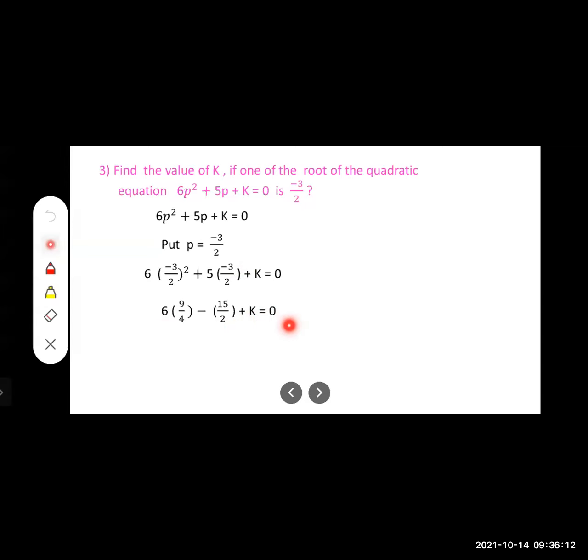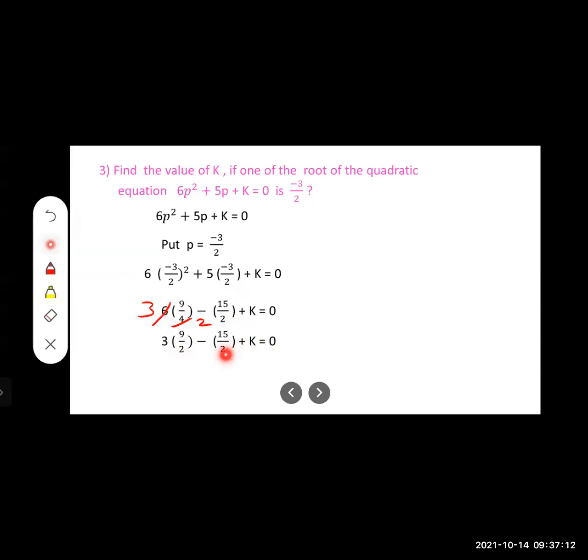This step you understood, children? How did this minus come? Plus into minus, minus. 5 threes are 15. This 2 you write as it is. Clear? Yes. Now, next step you see. Now, what can you do? This 4 and this 6 you can cancel with the second table. So this is 3 times it goes and here it is 2 times it goes. Clear, children? So what will you get here? 3 I will get over here. And 9 is here. And here this 2 will come over. Clear, children? 6 and 4 I can cancel. That's why I got here 3 and here 2. Then, write this minus sign here. Then, 15 upon 2, you write as it is. Then, k equal to 0.